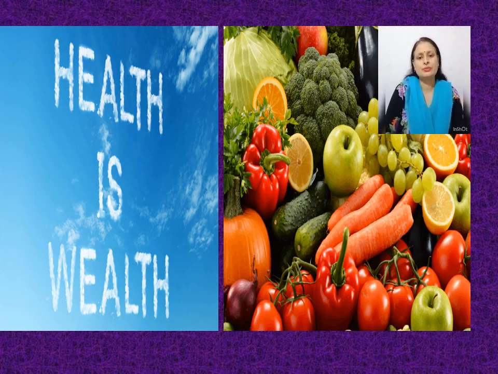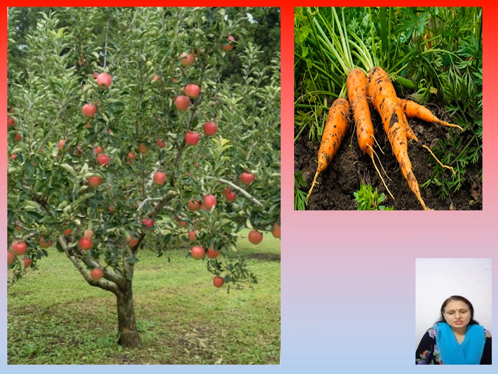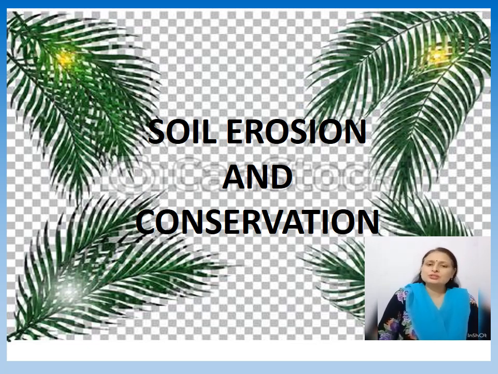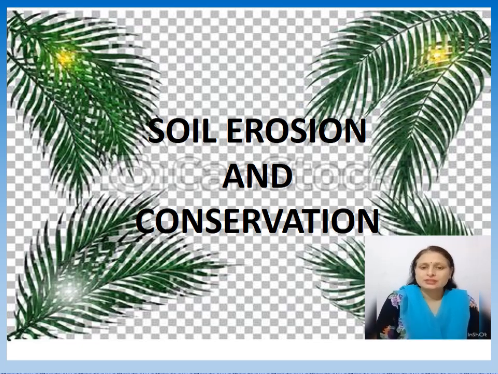The key to keeping yourself healthy is to eat healthy food items like fruits and vegetables. Yes, children, these fruits and vegetables have lots of vitamins and minerals. Do you know where these minerals come from? These minerals come from the soil in which they are grown. So, let's know the goodness of soil, the fertile bed of earth, with the help of the chapter Soil Erosion and Conservation.